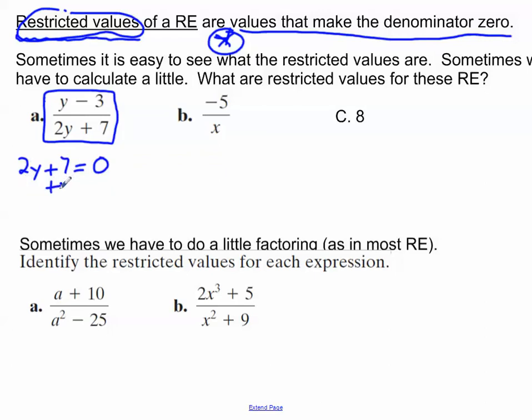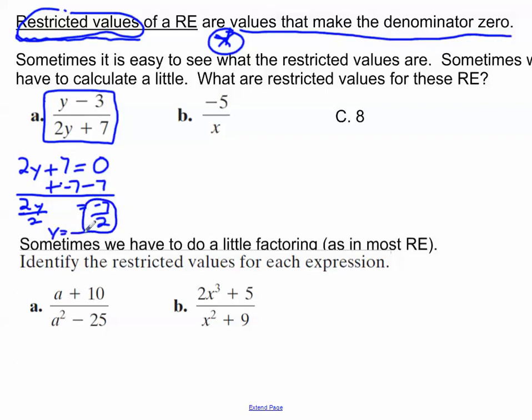We subtract 7. Add a negative 7, and we subtract 7 on the right as well, so we're just subtracting 7 on each side. I got 2y equals negative 7, and then we just divide by 2 on the left side, divide by 2 on the right side, and we got y equals negative 7/2.